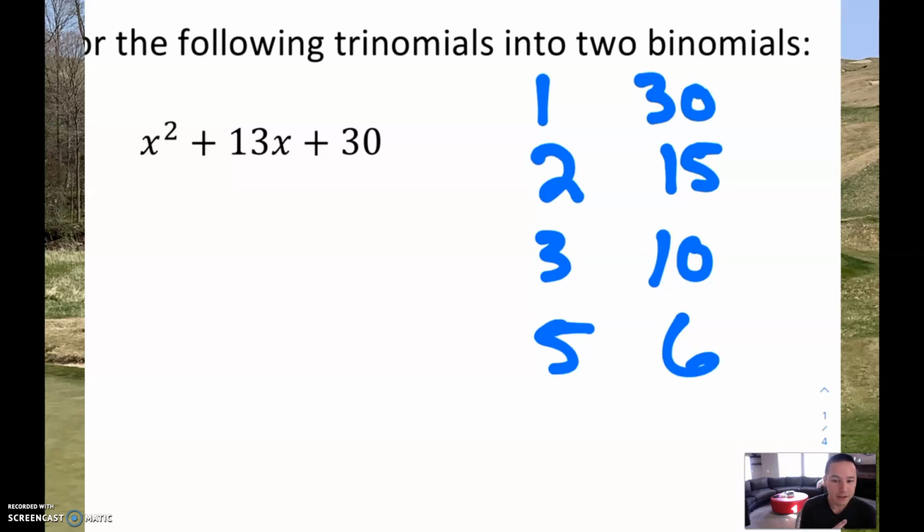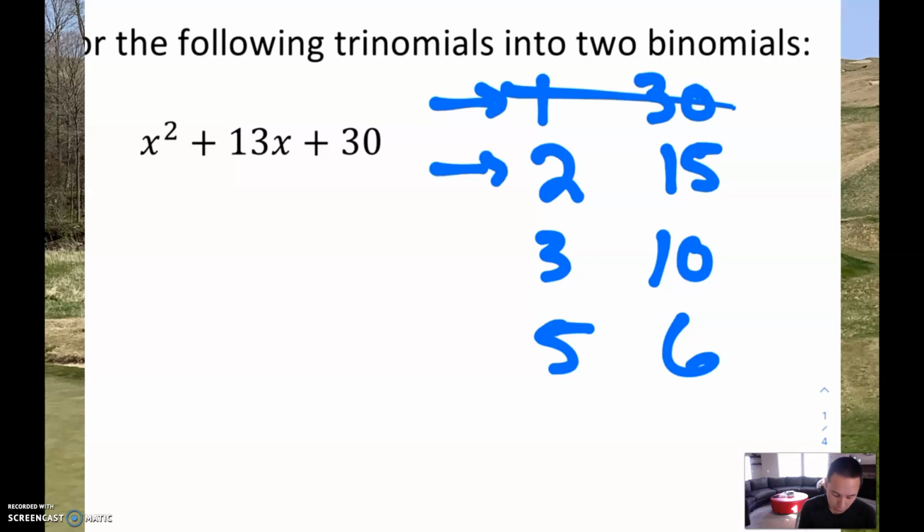But now what I have to do is find the combination that will add up to a 13. Later on, when we deal with more negative numbers, it could be add or subtract. But right now, since these are both positive, they just have to add up to a 13. So let's go through and look which ones work. If you add up 1 plus 30, that's 31. That's not going to work. I'm going to cross it off.